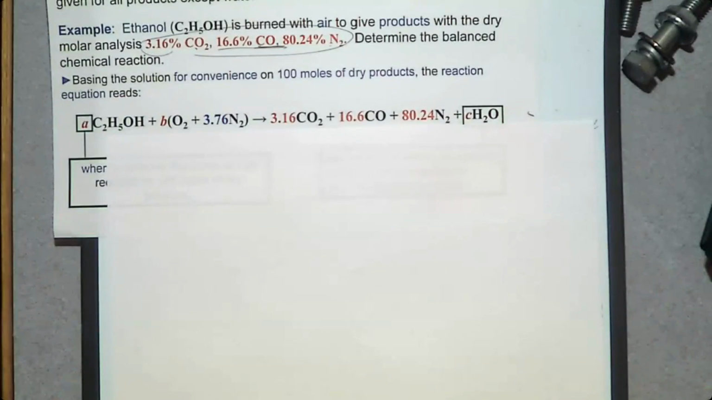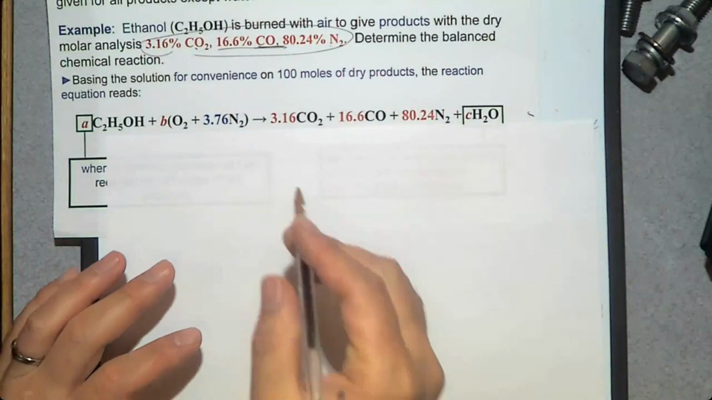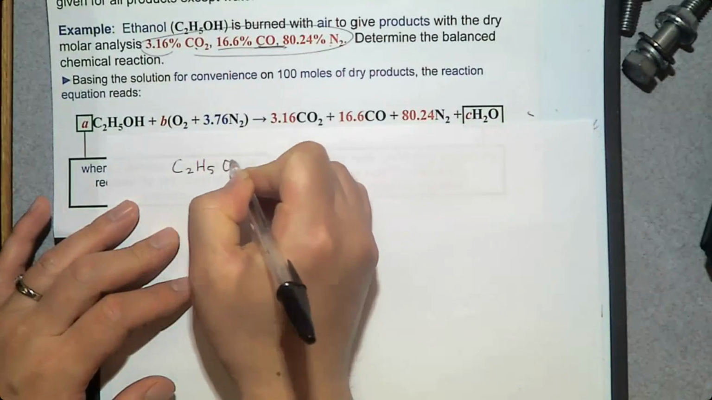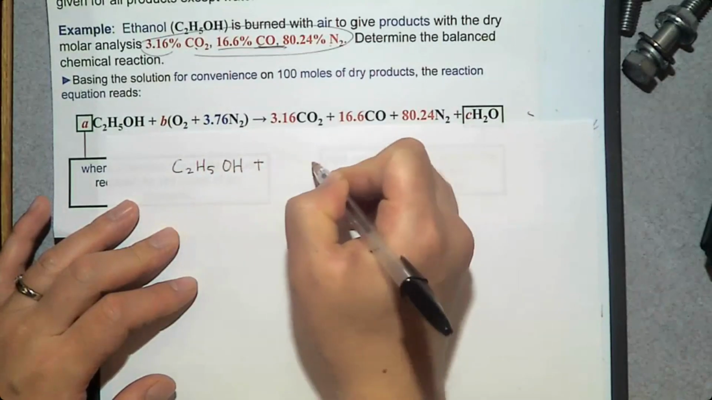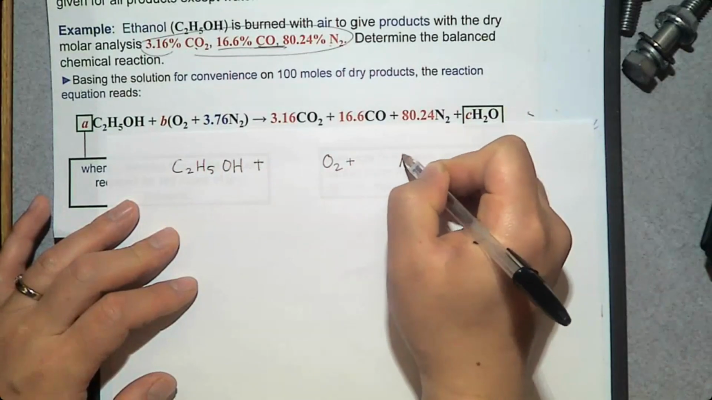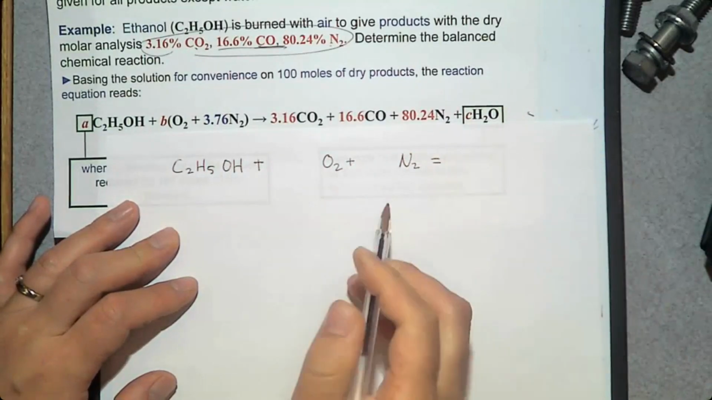Okay. Let's continue studying balanced reaction equations. So this time we have an ethanol, C2H5OH. It's going to be burned with air. So C2H5OH is going to react with air, that means oxygen and nitrogen. So what's going to happen?